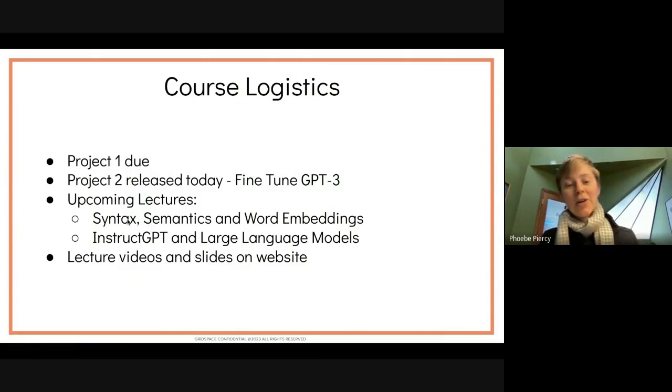And then the upcoming lectures for this week. On Wednesday, we're going to look at syntax, semantics, word embeddings, so modeling words in vector form. And on Friday, we're going to be looking at some of the large language models, specifically InstructGPT. But InstructGPT is like the cousin of the ChatGPT that everyone's talking about at the minute.